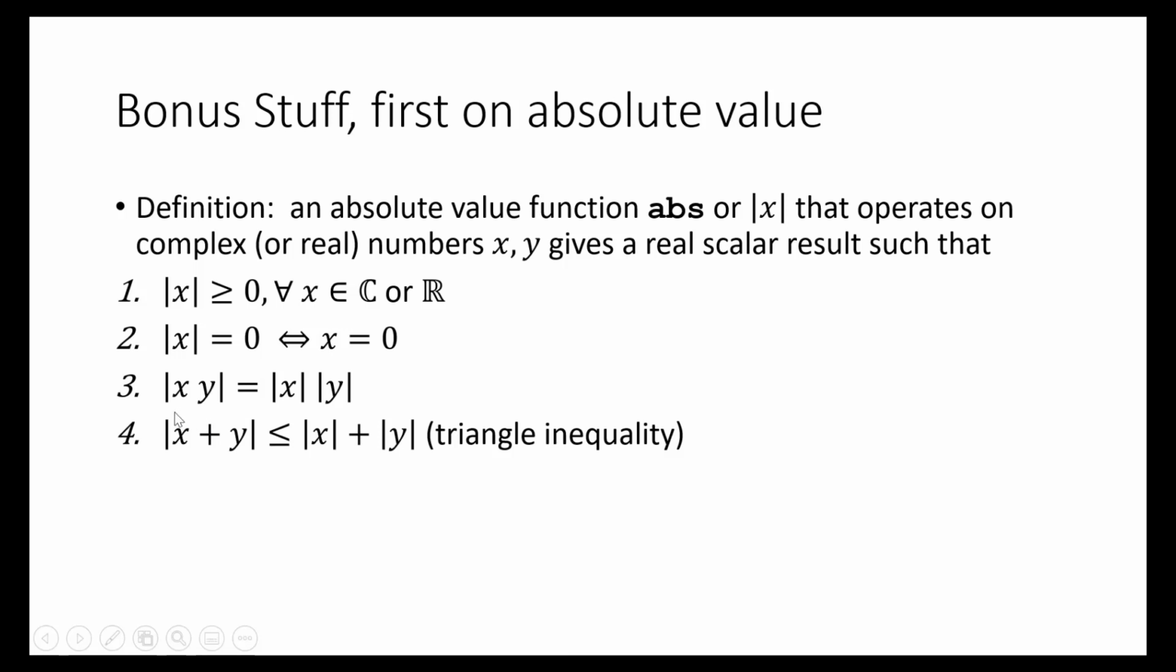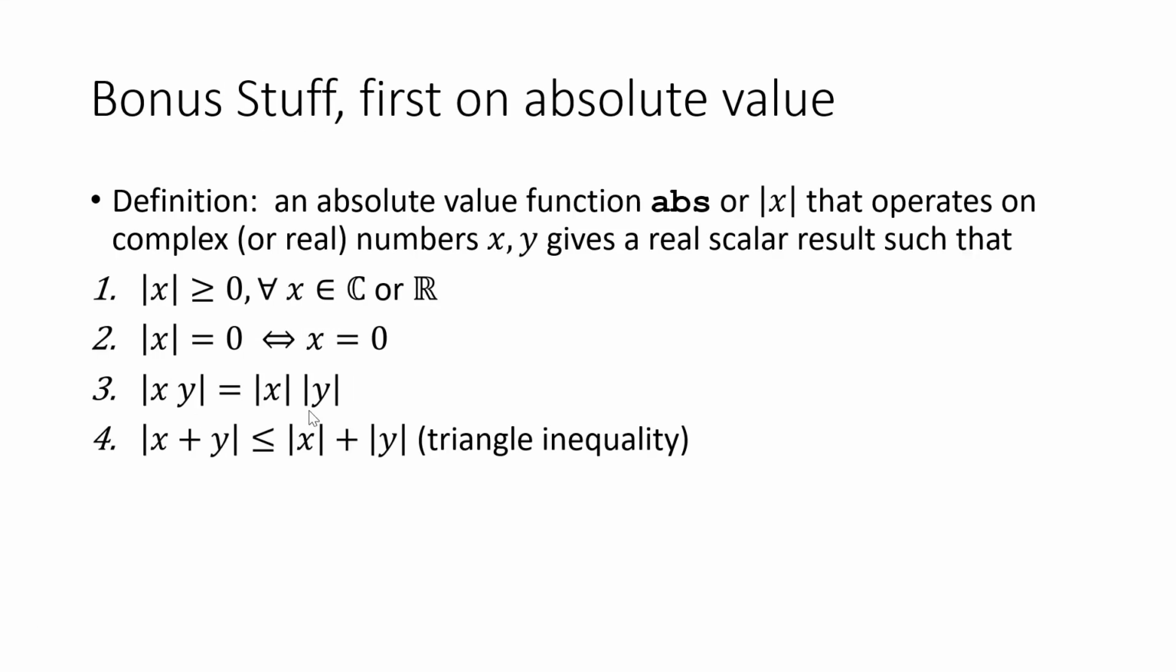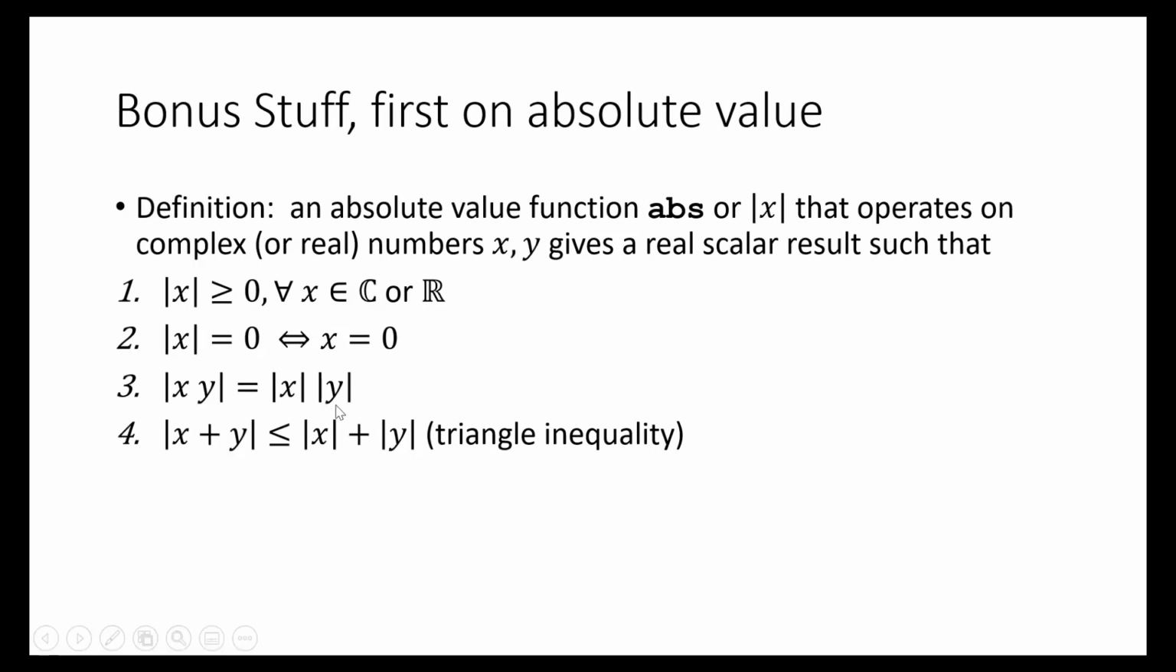And if you think about it, the product of x and y, absolute value, is going to be equal to the product of the absolute values. So that makes sense. Whether it's real or complex, that's true. And then there's this triangle inequality that I mentioned today. And what that says is x plus y absolute value is going to be less than or equal to the absolute value of x plus the absolute value of y. So triangle inequality is true for complex or real values.